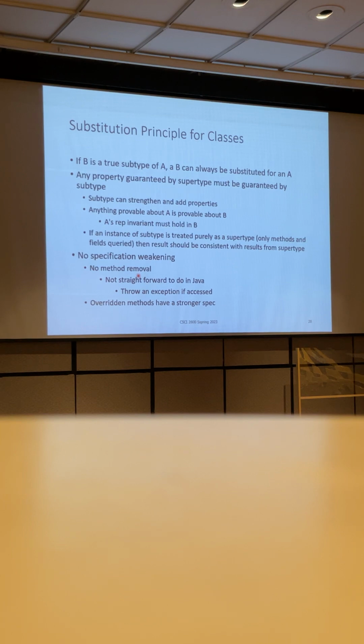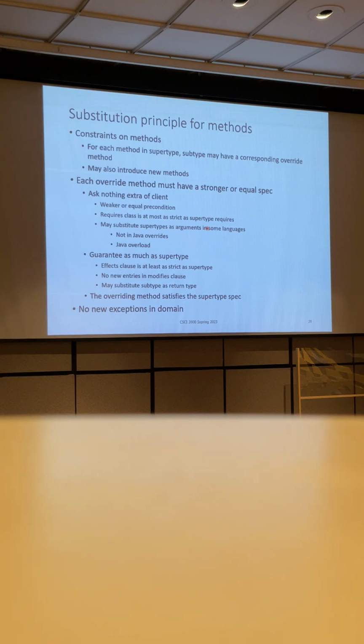So given all those rules, if all those requirements are met, then B is a true subtype of A, and that means that B can be substituted for A in all contexts. Any property guaranteed by A must also be guaranteed by B if it's a true subtype. In particular, the rep invariant must hold, and we cannot have weaker specifications in B as compared to A. All right, so more specific to how to use all this magic.